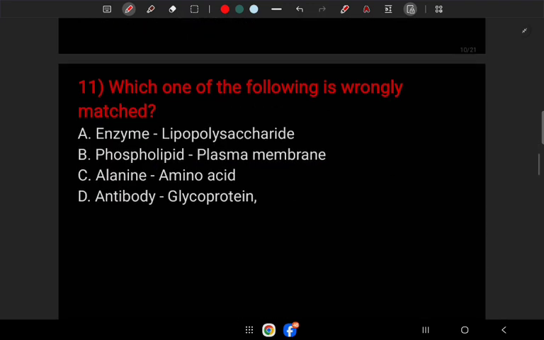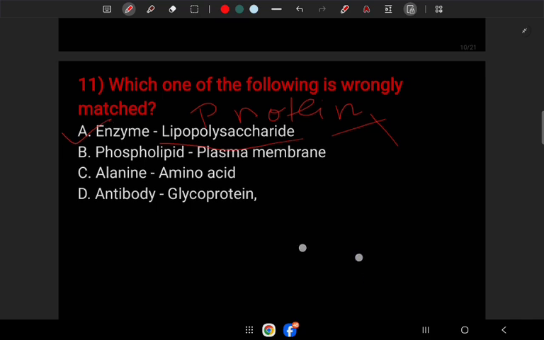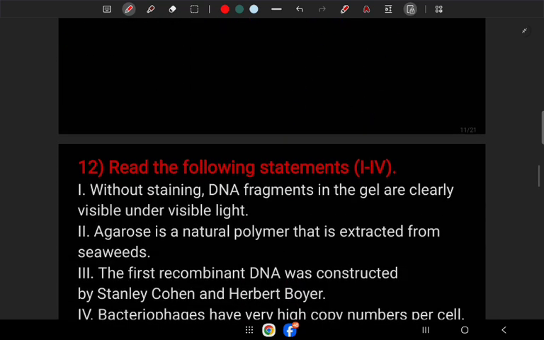Which one of the following is wrongly matched? Enzyme, lipopolysaccharide. Not correct. An enzyme is not a lipopolysaccharide because an enzyme is made of protein, not lipopolysaccharide. Phospholipid, plasma membrane; alanine, amino acid; antibody, glycoprotein. So all options are correct, but option A is wrongly matched. The correct answer is A.